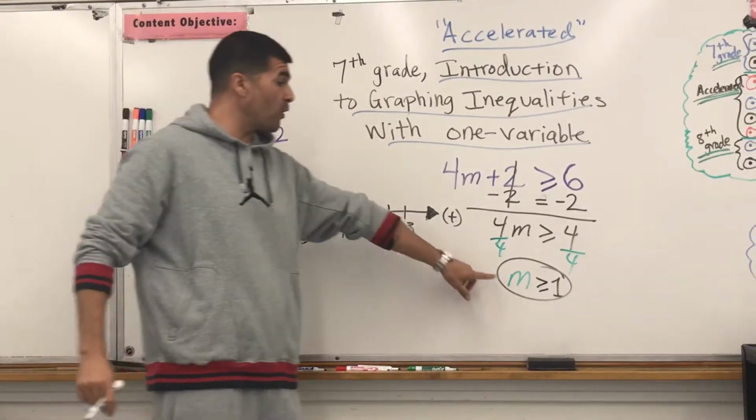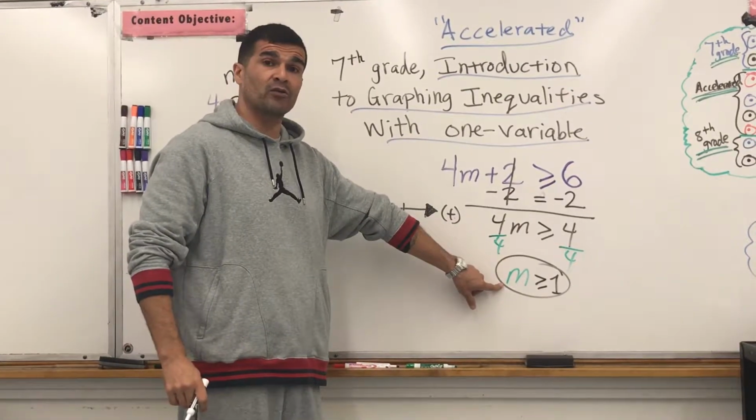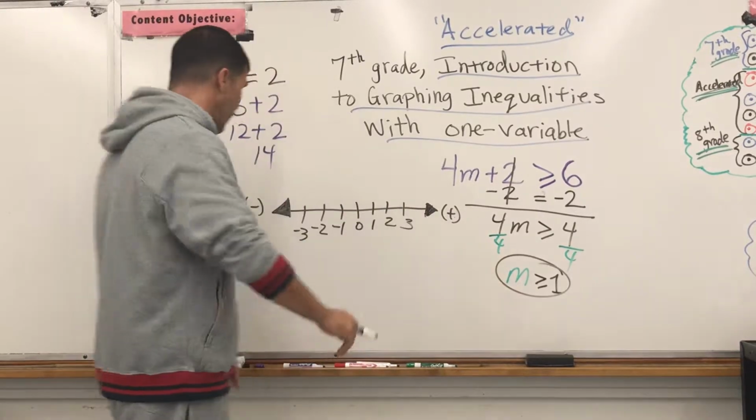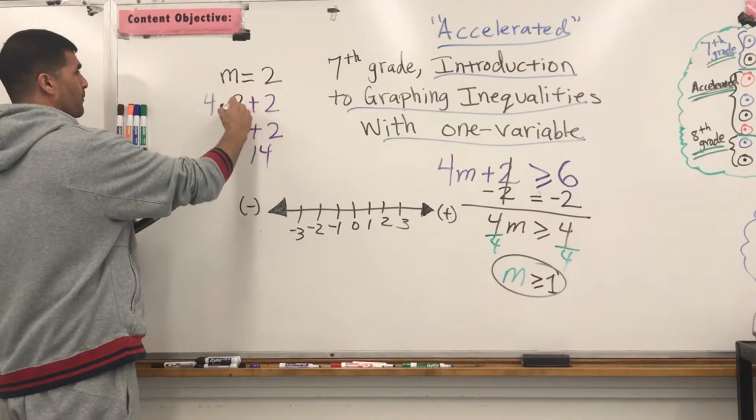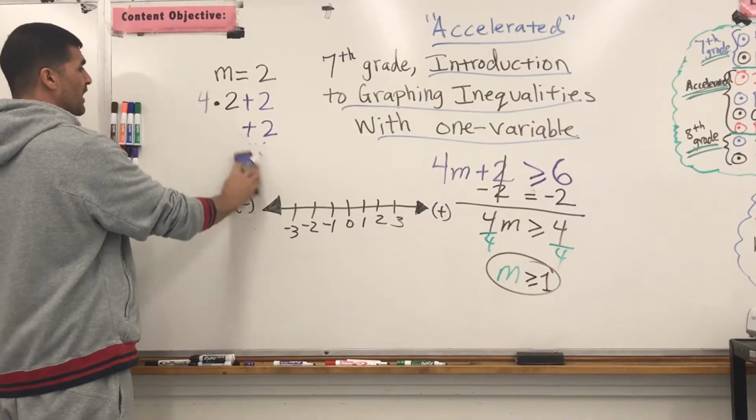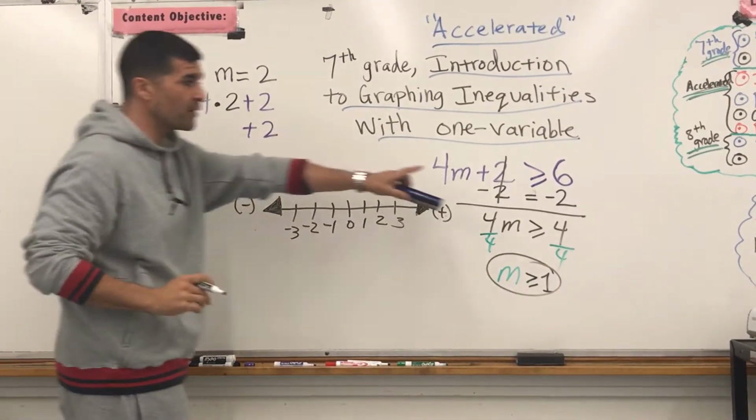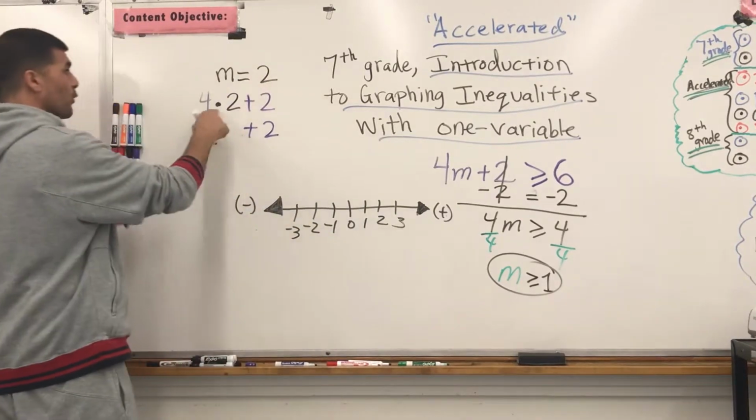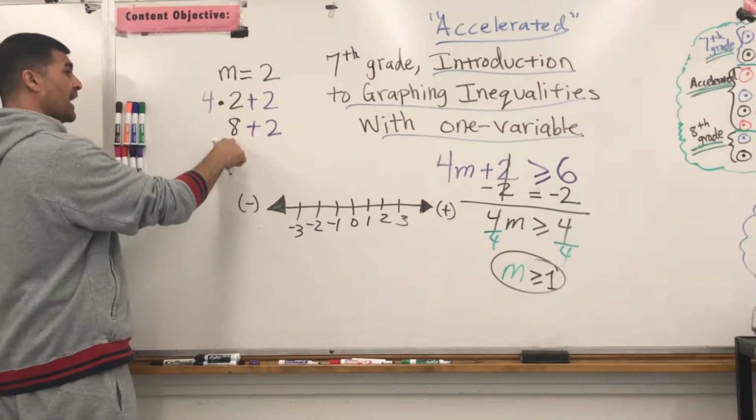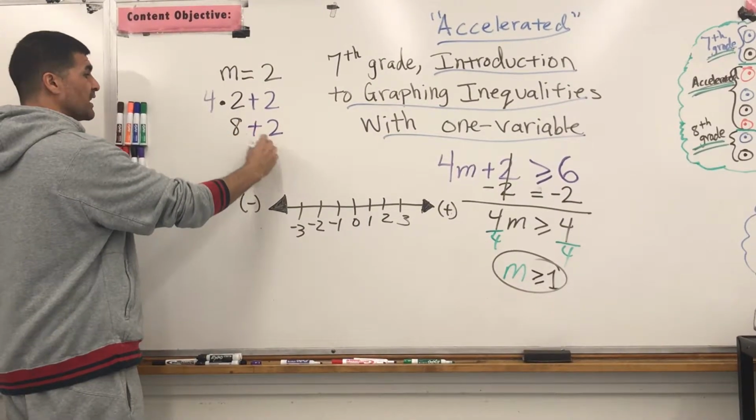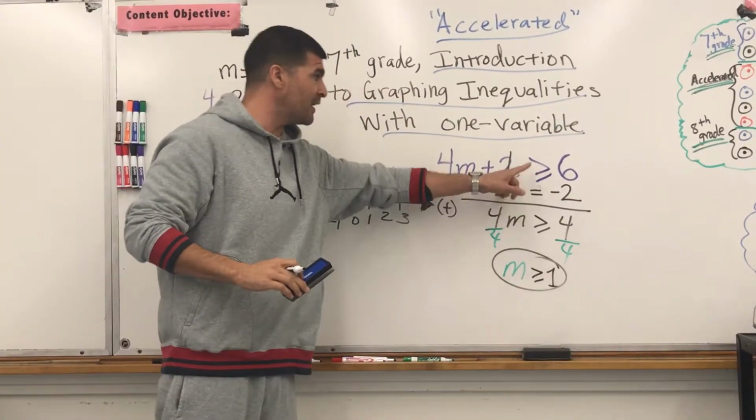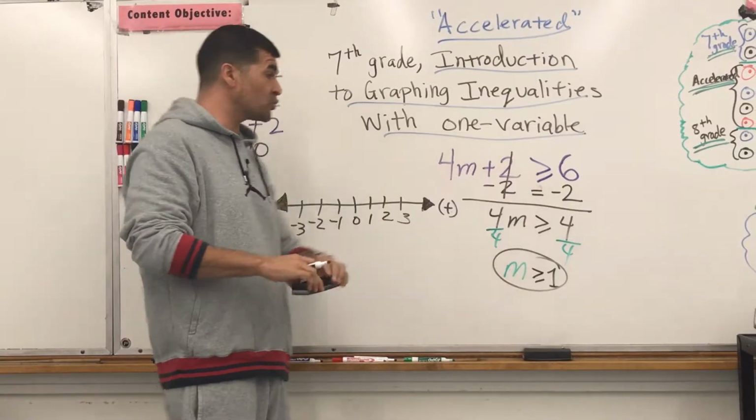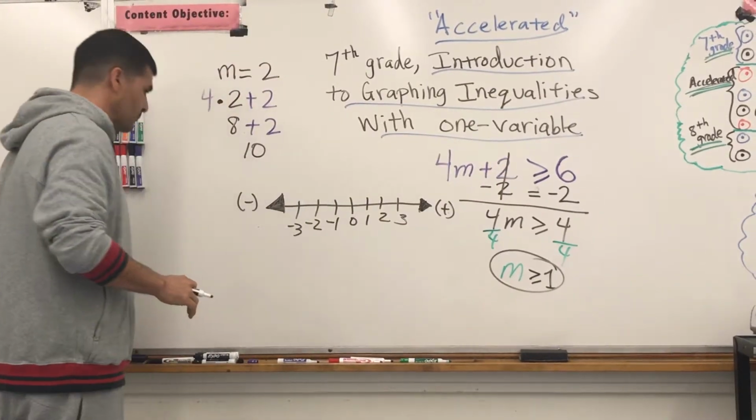According to our inequality, as long as the variable is greater than or equal to 1, everything should be fine. So we'll replace this with the number 2 right here, and see if we still get something greater than the number 6. 4 times 2 is equal to 8, and 8 plus 2 is equal to 10. So as long as the variable is greater than or equal to 1, this inequality is true. But how do we graph that?